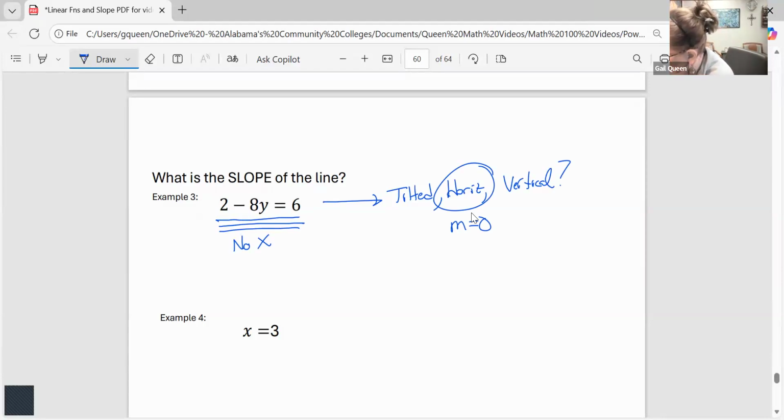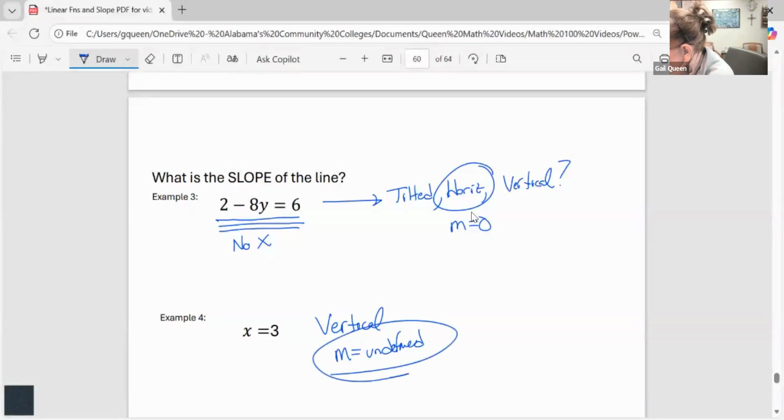All right, last example, I have x equals a number. This is a vertical line. What kind of slope does a vertical line have? Undefined. No work needed. If you know it's horizontal or you know it's vertical, you don't have to do any work to get your slope. Horizontal lines are like flat streets. They have a slope of 0. And vertical lines are like a wall. They go up and down, and you can't ride your bike there. Those are the ones that are undefined.